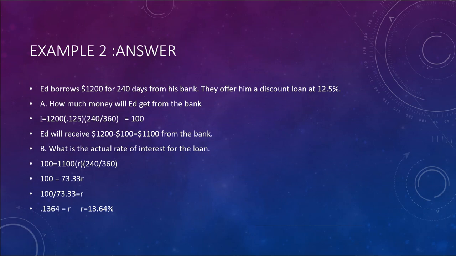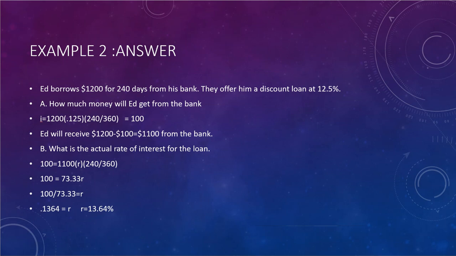Well, we go back to I equals PRT. We need to figure out how much he is going to pay in interest. So we look at the $1,200 that he's borrowing, the interest rate of 12.5, which we're going to write as 0.125. And remember, when we're figuring out days, we go back to 360 days in a year. So I have 240 over 360. I multiply that on my calculator, I got 100. So they're going to take $100 away from the loan amount before they give Ed any money. So instead of the $1,200 that he's wanting, he's really going to get $1,100 because they're going to discount the loan by $100.